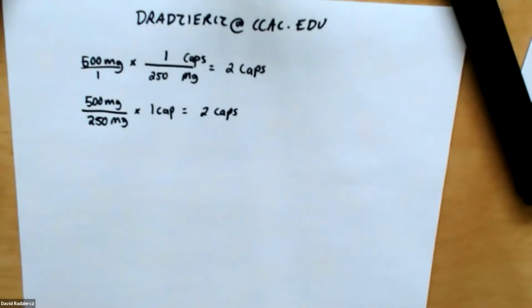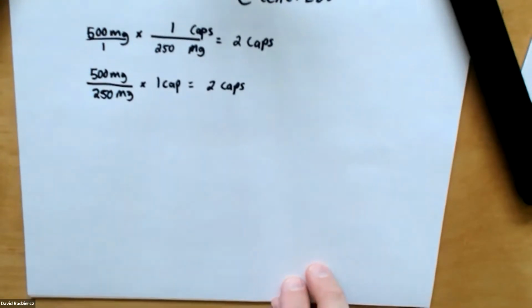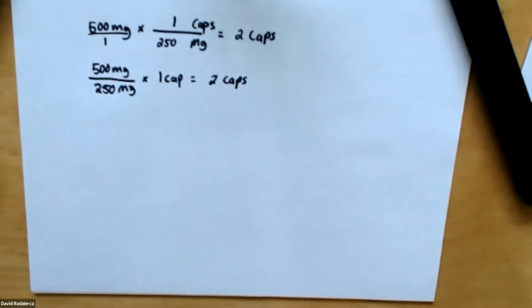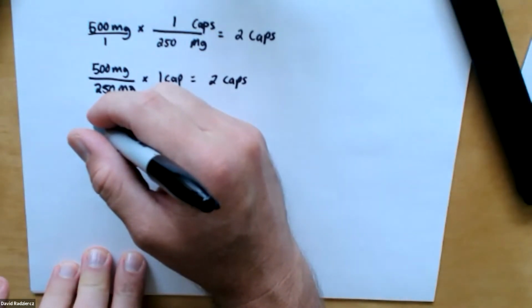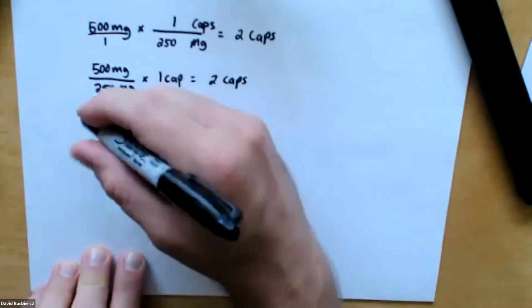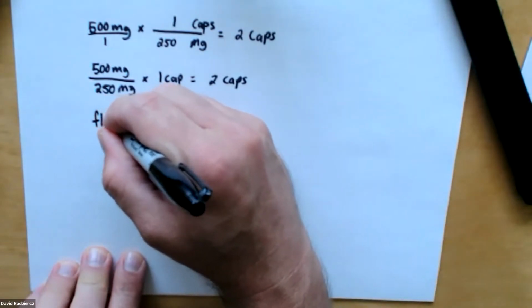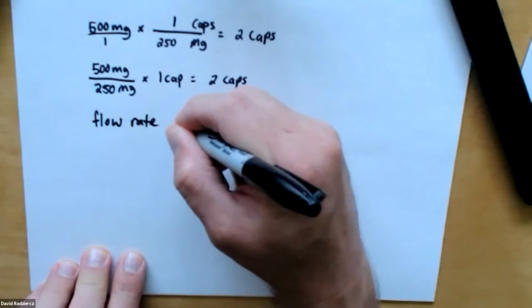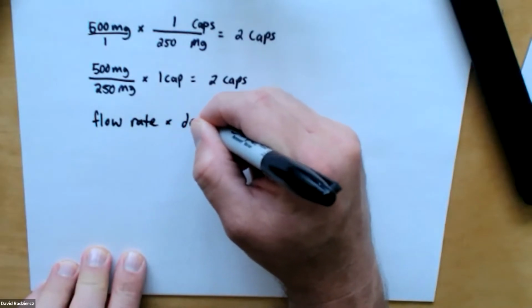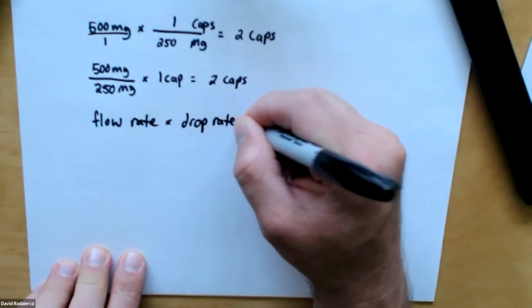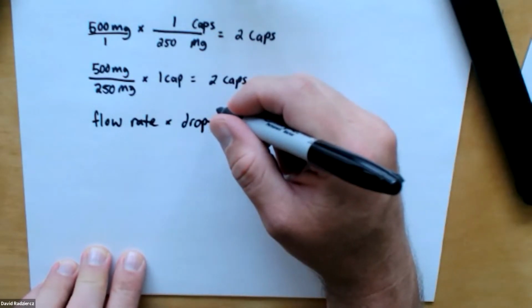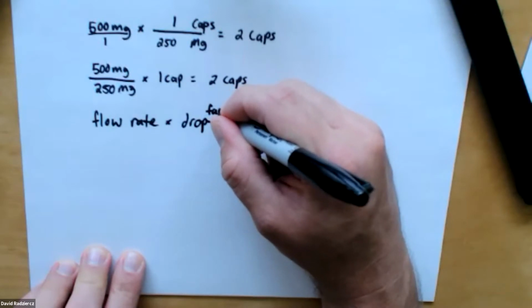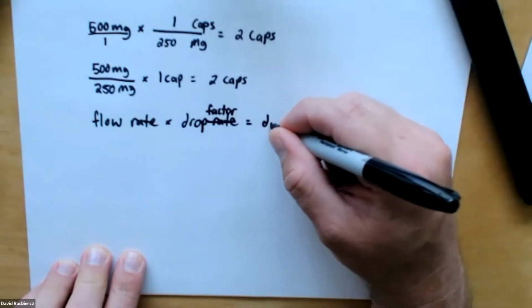So this is a flow rate question. I think this is new for you guys this semester. I don't think you did that in first semester. So for flow rate, there's a very specific formula to follow. You can do dimensional analysis, but if you ever get stuck with these, the formula is flow rate times the drop factor equals the drop rate.